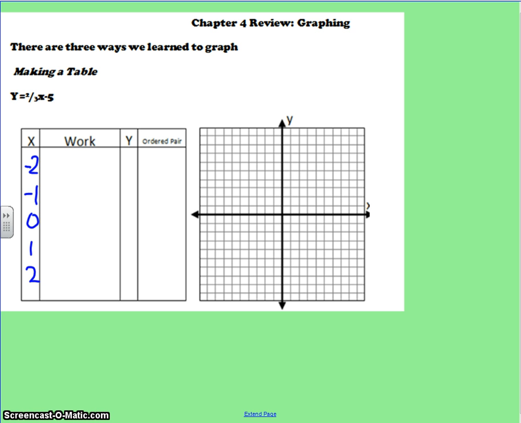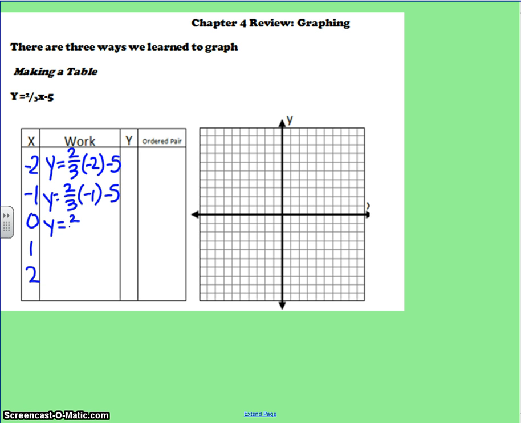She's now going to plug each of those x values into the equation y equals 2/3 x minus 5. Yes, we picked one with a fraction. Yay! So one by one, she's going to plug in our values.